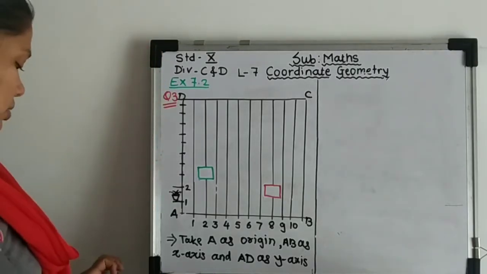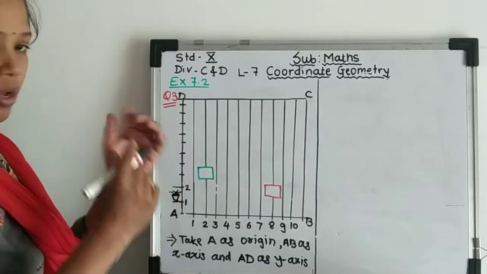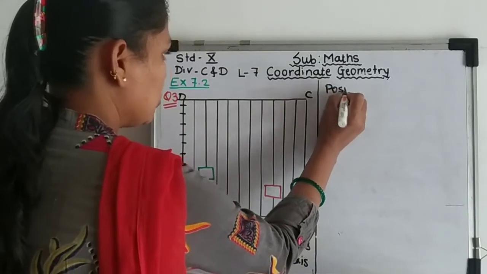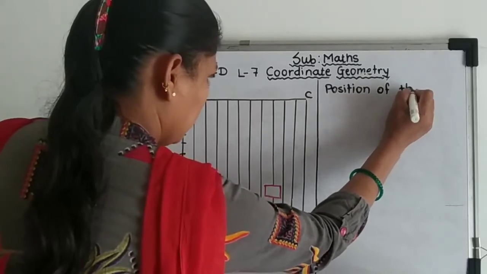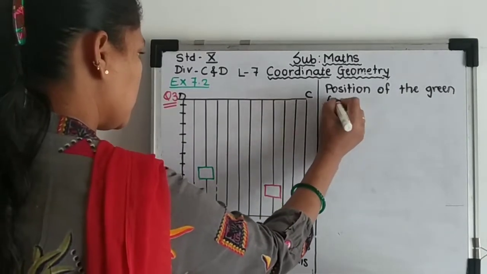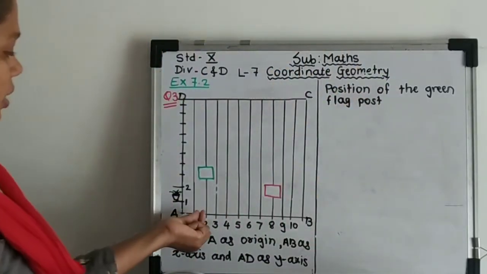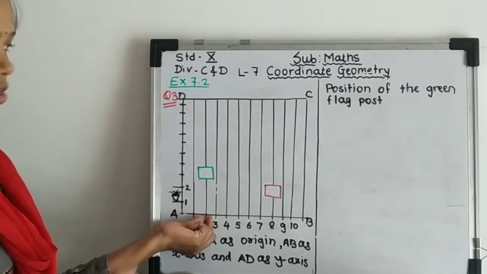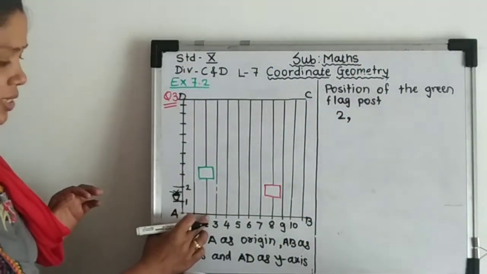So our position of the green flag post. We are going to first find out the position of the green flag post. So we will write here position of the green flag post. What is given in the question? That it is on the second line, right? The second line, it is on the x-axis. So our x coordinate will be 2. Are you getting? So she is on the second line.